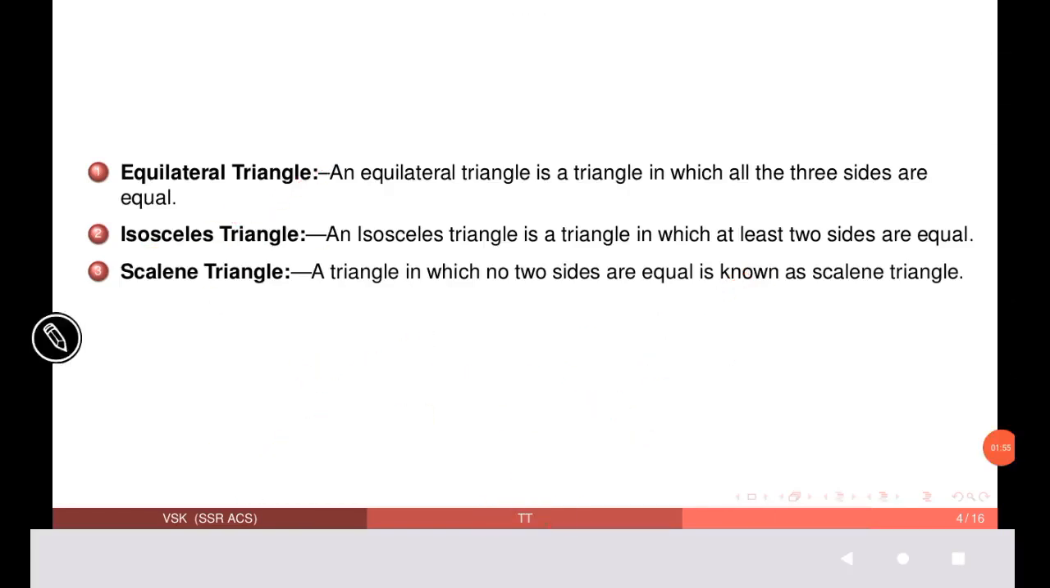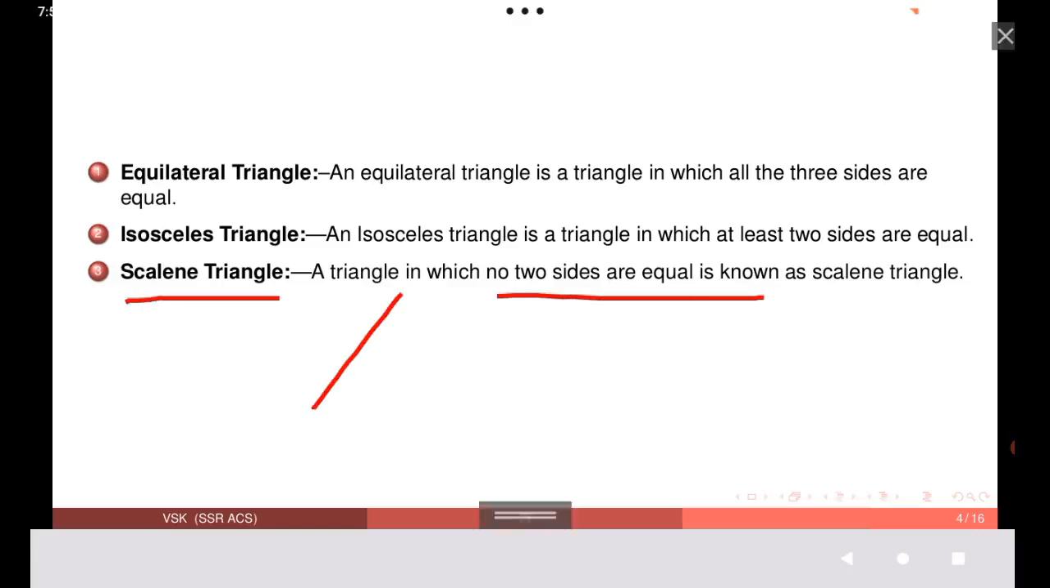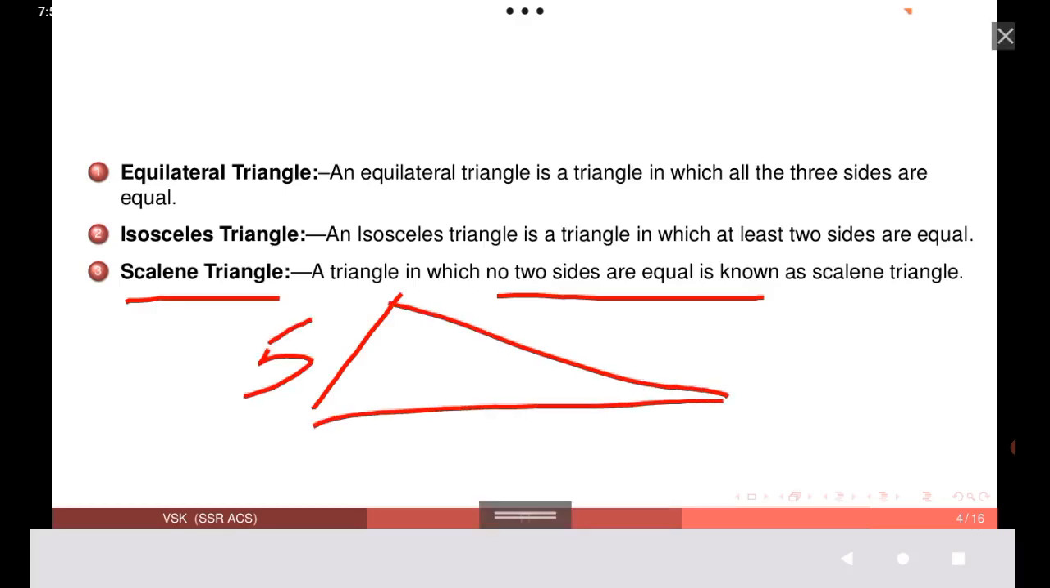And the third one is the scalene triangle. In a scalene triangle, no two sides are equal. So you may have a triangle like this. Here this side is, suppose, 5 cm, this side is 7 cm, and this side is 9 cm. So all sides are not equal, so it is called a scalene triangle. No two sides are equal here.